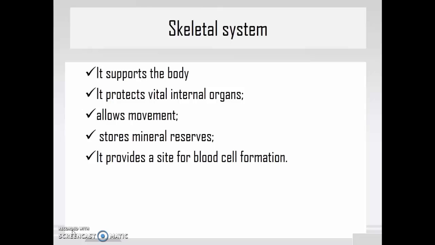So the skull protects it. And when it comes to the heart, you're going to find a rib cage there. So it protects the heart and lungs too, right? It allows movement, stores mineral reserves, and provides a site for blood cell formation. Do you know what bone marrow is? It's actually a spongy tissue inside the bone, and there only, the blood cells develop.